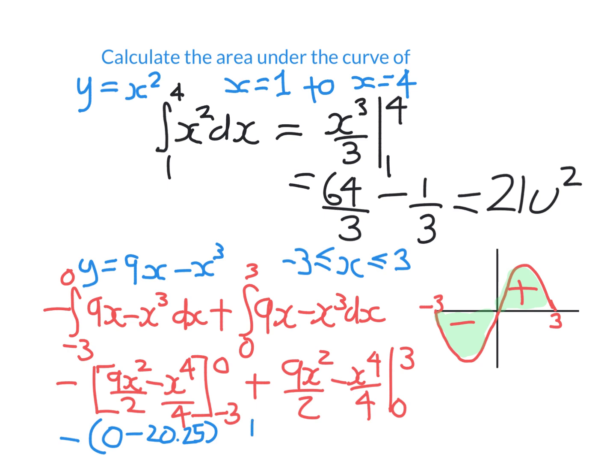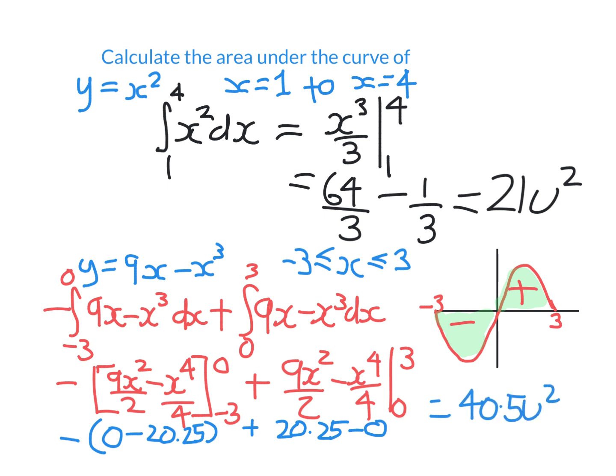And over here, it's probably no surprise we're going to get positive 20.25 when this function is evaluated at 3, and when it's evaluated at 0, we just get 0. So putting these numbers together, -20.25 plus 20.25, we get a final area of 40.5 units squared, which is positive.